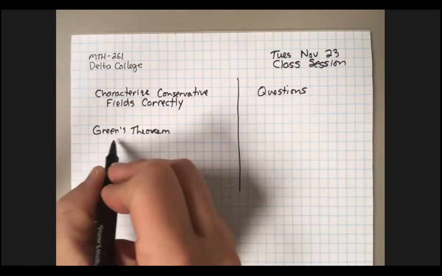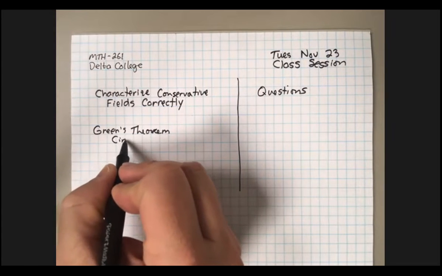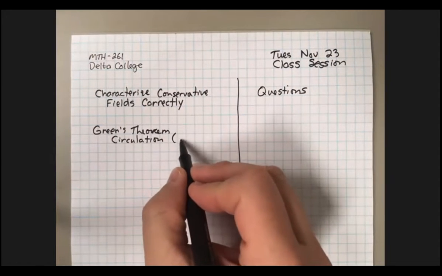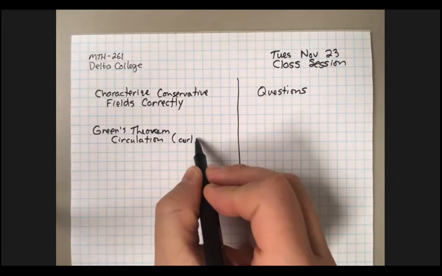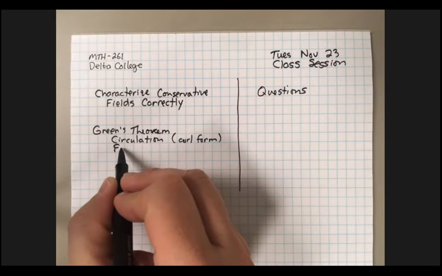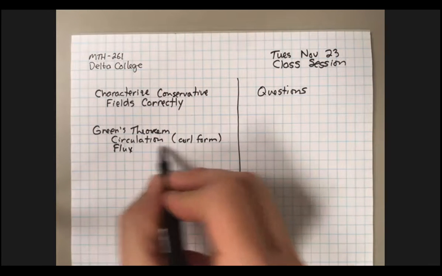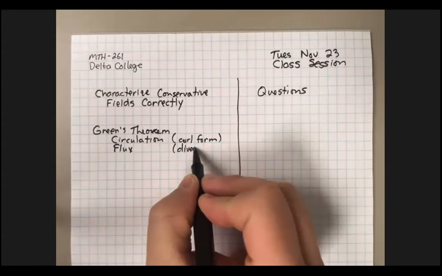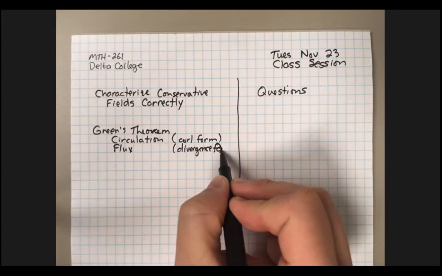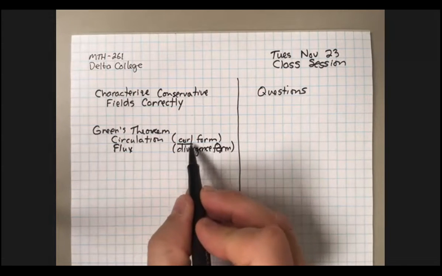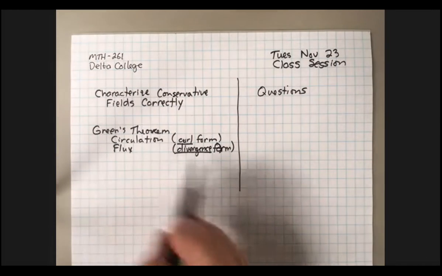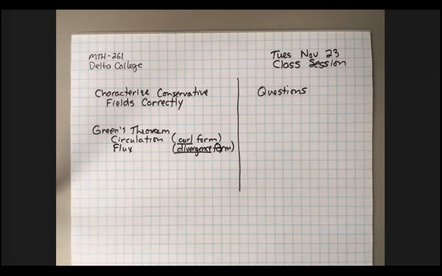Green's theorem comes in the circulation form. People call it curl form sometimes. And it comes in a flux form, what people sometimes call the divergence form. But we're going to explore these words curl and divergence more carefully in the next section. So I'm going to talk about circulation and flux mostly today. I'm going to be using that vocabulary mostly today.